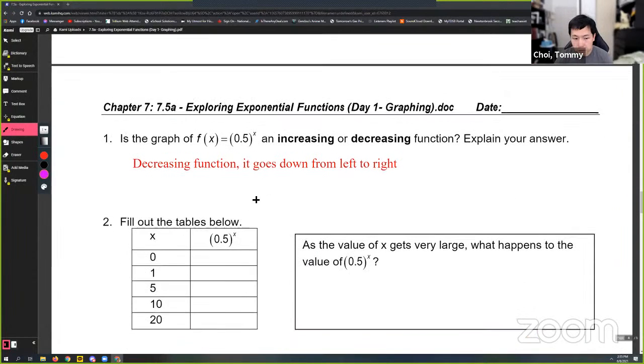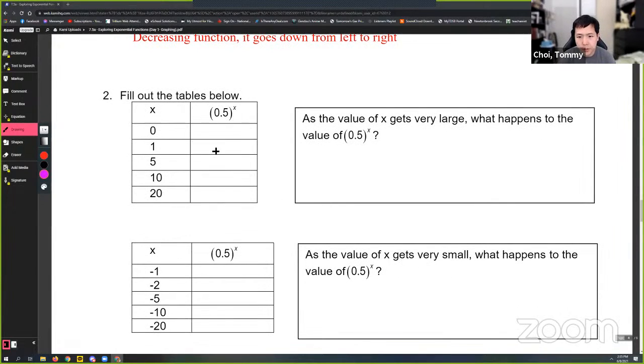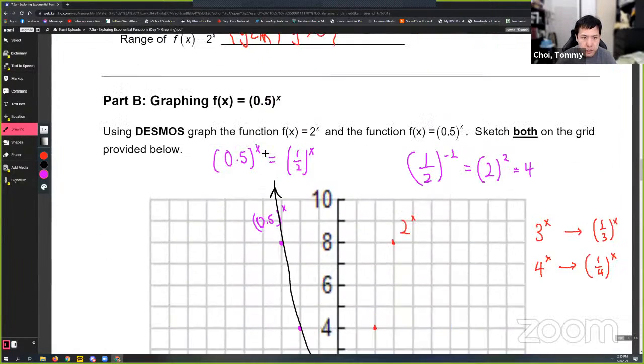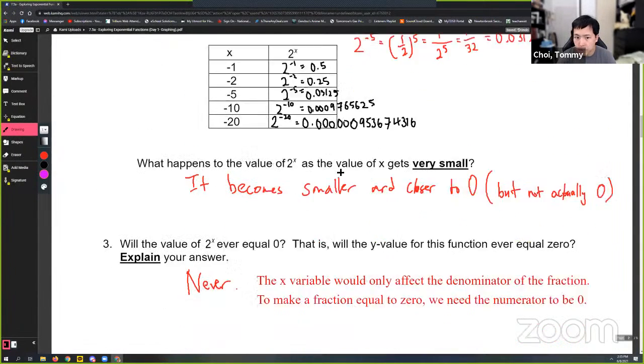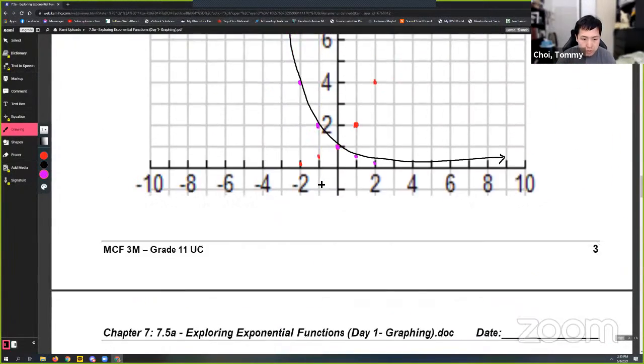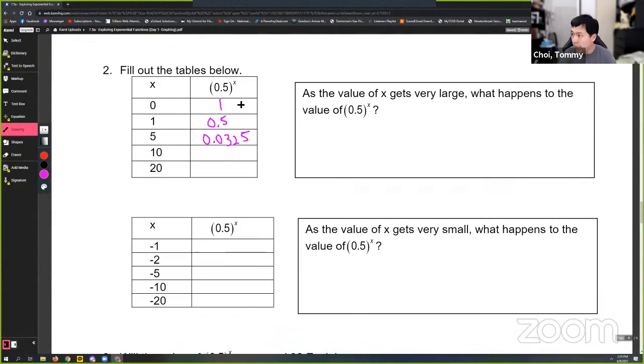So this would be decreasing. So if we fill in the values here, you'll notice it's literally the exact same things that we did before. So 0 and 1, this would be 0.5, this would be 0.0325, and I think the previous one before that was, let's see up here, 0.0097652625. We're essentially copying those tables down, except you'll notice that when it was negative for 2 to the power of x, we're writing it for the positives because our base is a fraction this time.